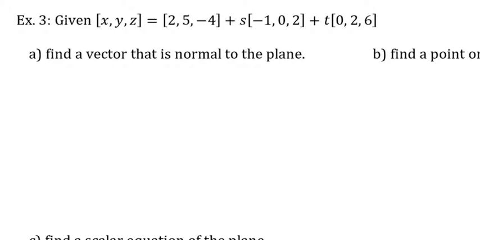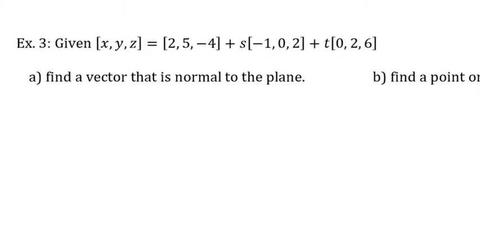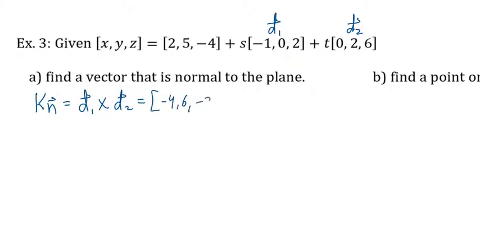So good. I'm going to take the cross product. I'm going to call these D1 and D2. And so the normal, or k times the normal, will equal direction vector 1 crossed with direction vector 2, which in this case works out to -4, 6, -2. Therefore, I'm going to choose my normal as 2, -3, 1. Okay?